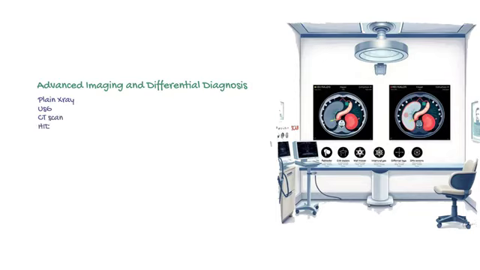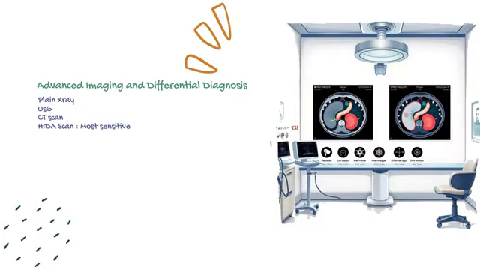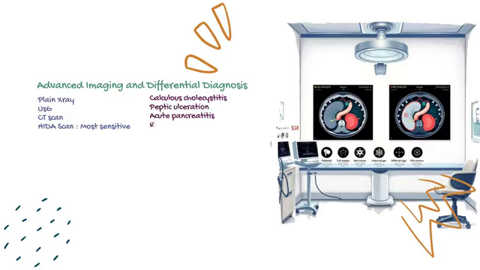The most sensitive test is a HIDA scan, where the gallbladder fails to opacify. But remember, false positives are possible, especially in severe liver disease or prolonged fasting. Differentials include calculous cholecystitis, acute pancreatitis, peptic ulcer disease, pyelonephritis, and hepatic abscess.